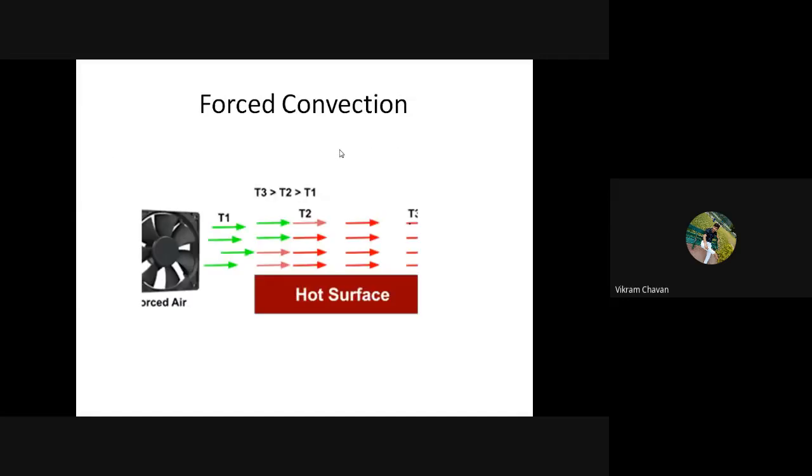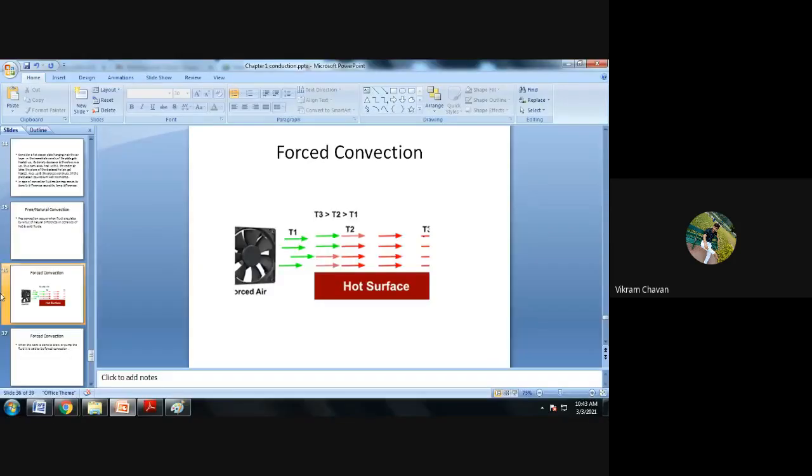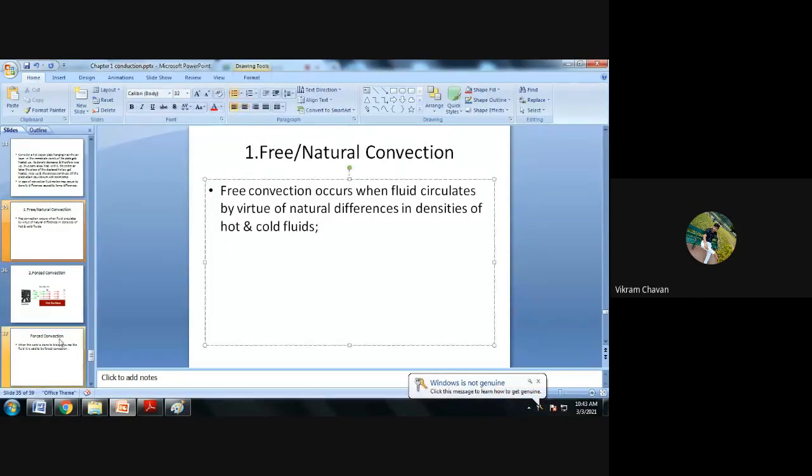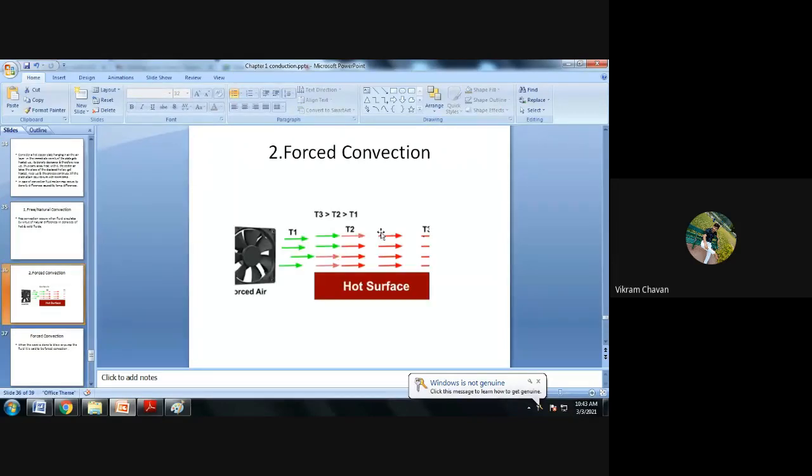Now the next type of convection is forced convection. This is the second type of convection, and the first type was free convection. What difference can you see here between free convection and forced convection?